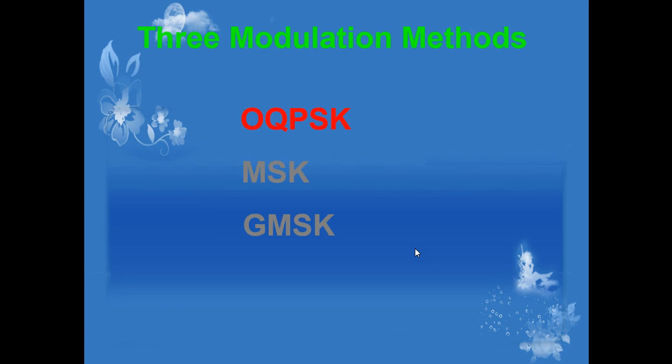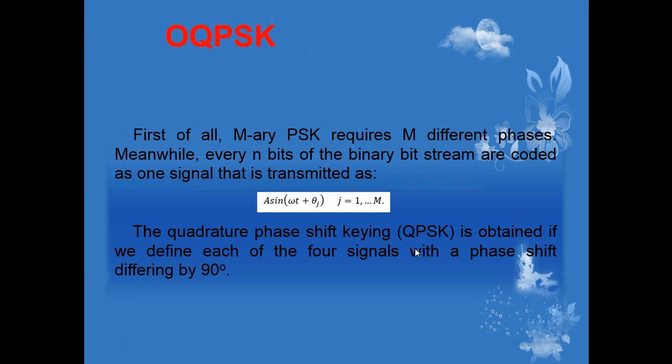First of all, we have the OQPSK modulation method. In OQPSK, if the two bit streams I and Q are offset by a half-bit interval, then the amplitude fluctuations are minimized because the phase will never change by 180 degrees. This modulation scheme is named offset quadrature phase shift keying, which is obtained from QPSK by delaying the odd bit stream by a half bit interval. Here's the formula.